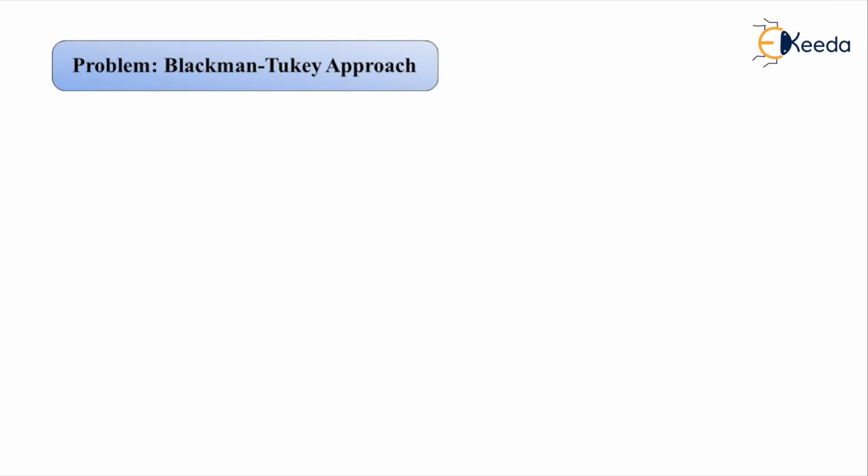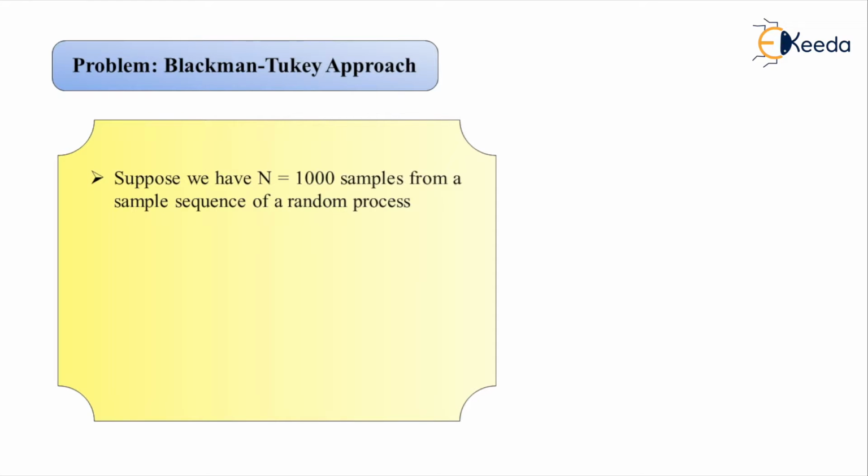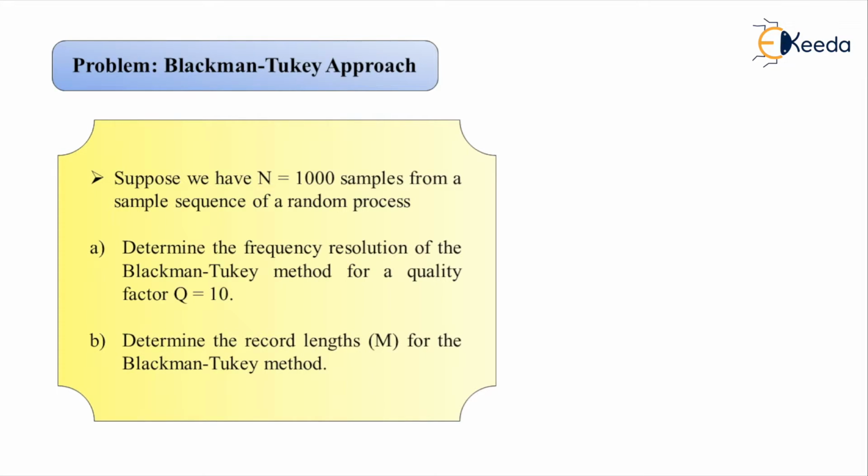The problem statement is given to us. It starts with: suppose we have capital N equal to 1000 samples from a sample sequence of a random process. We have been asked two parts in this problem. Part A: determine the frequency resolution of the Blackman-Tukey method for a quality factor Q equal to 10. Part B: determine the record length, denoted capital M, for the Blackman-Tukey method. So this is the problem statement, very simple and straightforward.